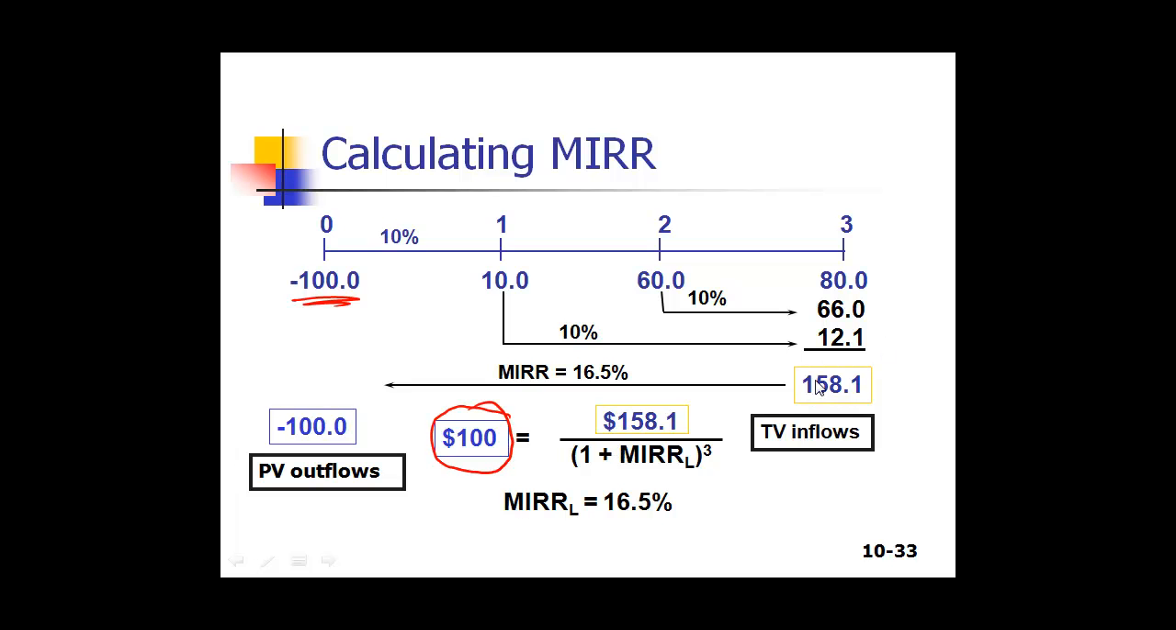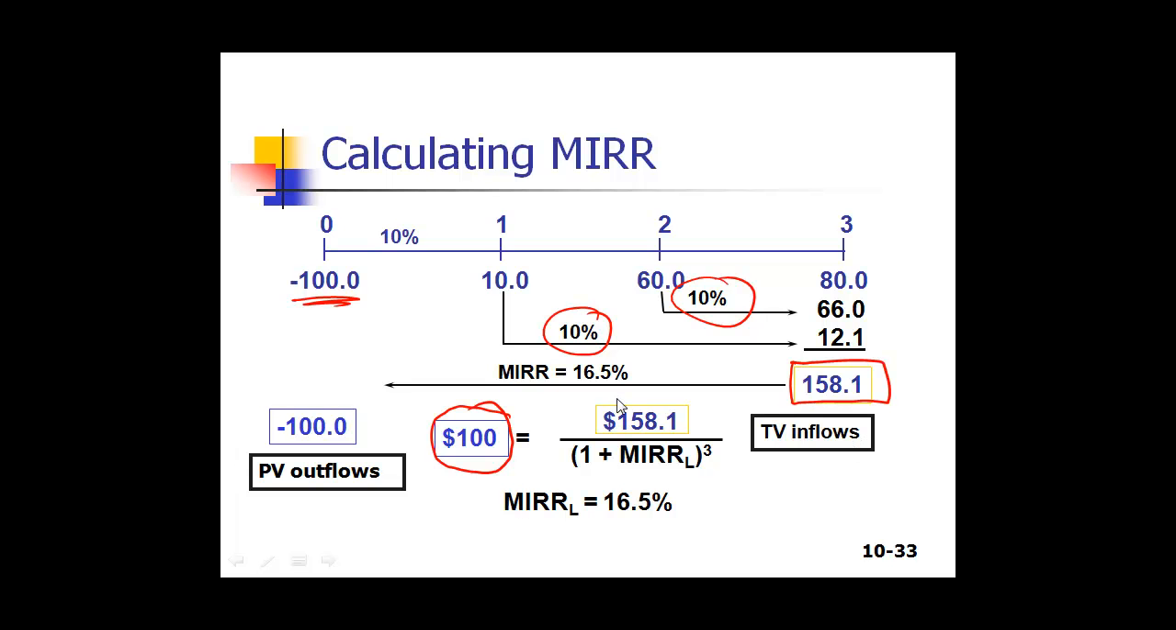What is the terminal value? How do you come up with the terminal value? Compound. At what rate do you compound? MIRR assumes that the compounding is happening at WACC. Is that a good assumption to make? Yes, that's a better assumption than what IRR does. So when you compound at 10%, then what you have is 158. What is 158 called? This is the terminal value of all the project inflows.